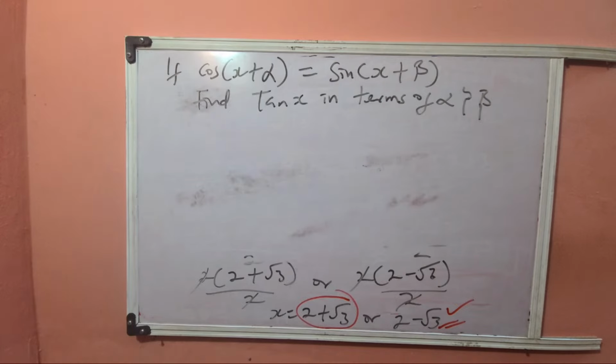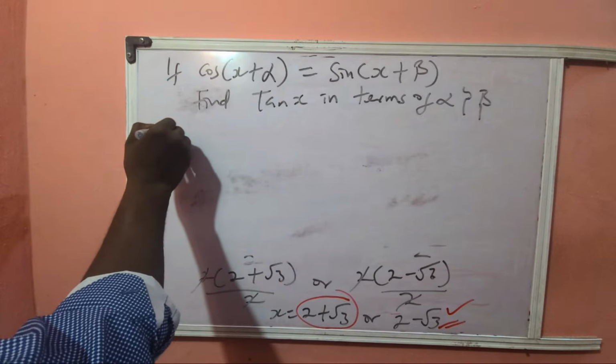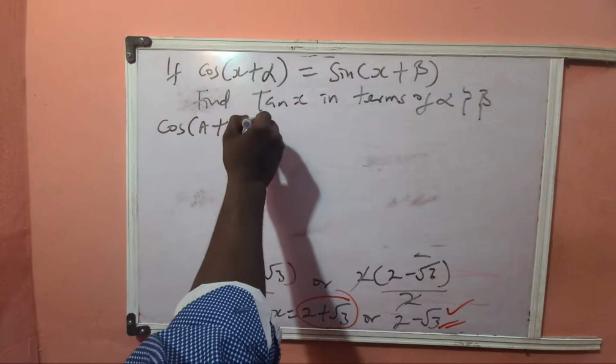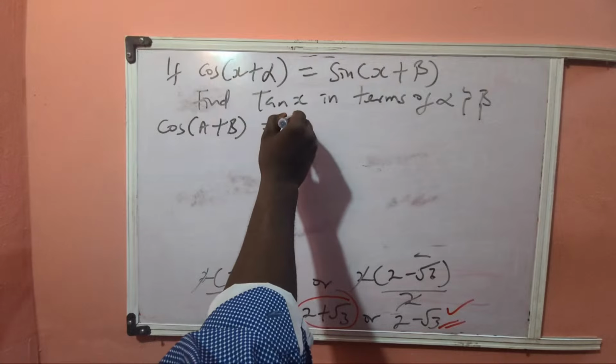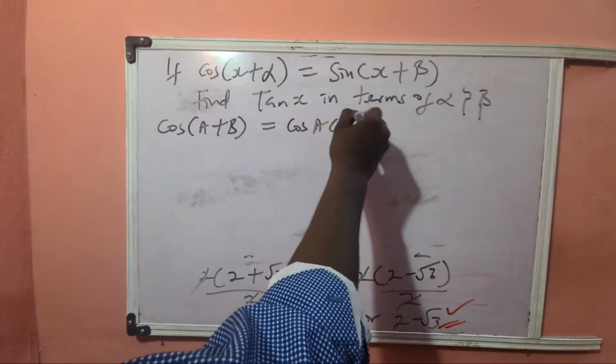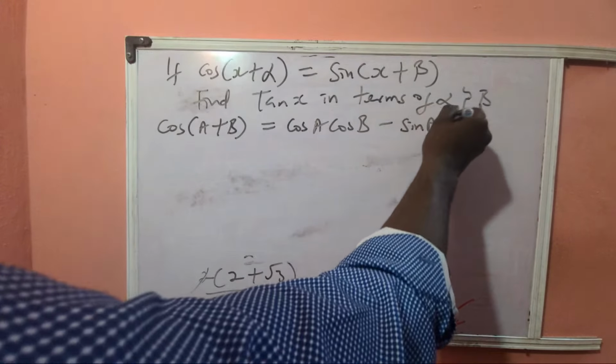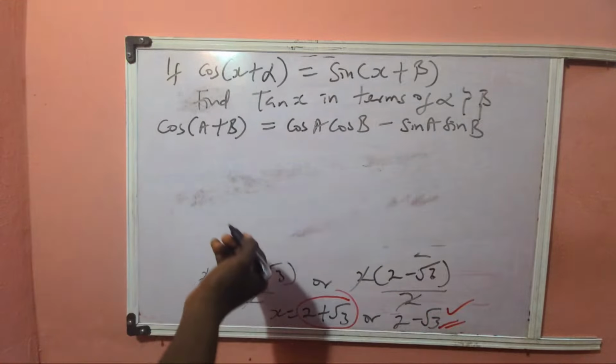In case those of you could have forgotten it, let me remind you of what our compound angles were. The cos of A plus B, according to our compound angle identity, is equal to the cos of A, the cos of B, minus the sine of A, the sine of B.